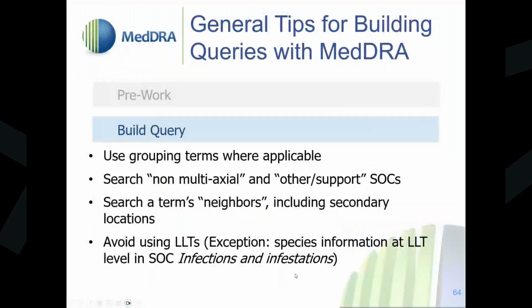And we said LLTs may be a bit too granular for your query, but there may be exceptions to that rule. Typically, for example in infections, the PT level may tell you the pathogen, like this is a bacterial infection, or something similar, like this is an Aeromonas infection. But if you're interested in the species, that level of detail, you'll find it at the LLT level. So just something to bear in mind if infections are an area of interest for you.